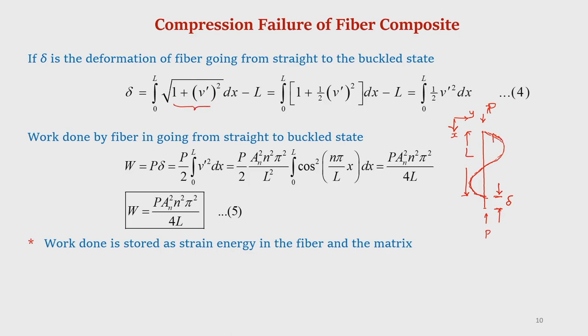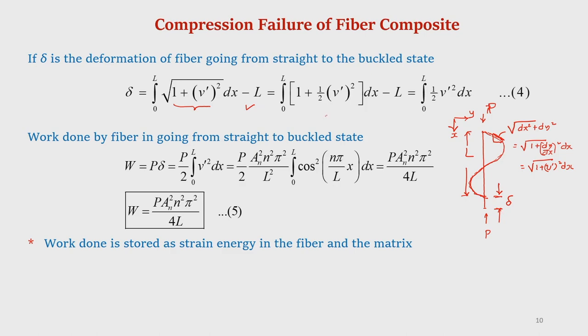If you consider a small length of say dx and dy, then this is nothing but under root dx square plus dy square. Therefore, this is nothing but under root 1 plus (dy/dx) square dx. This is nothing but 1 plus v prime, first derivative of v, where v is the y component of displacement. So, if we integrate this over the entire length 0 to L, this is the length, minus L is nothing but the delta. Therefore, the delta is the deflection along the x.